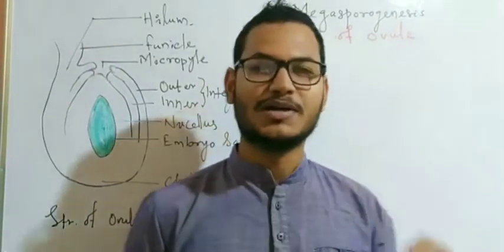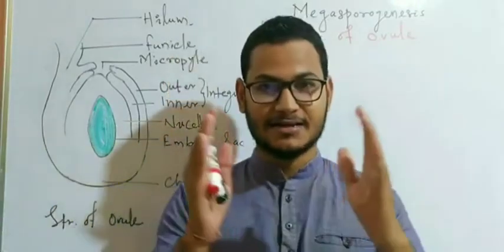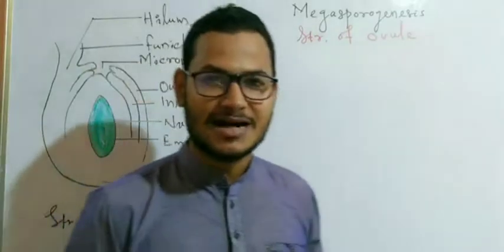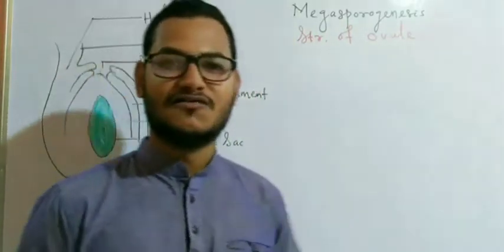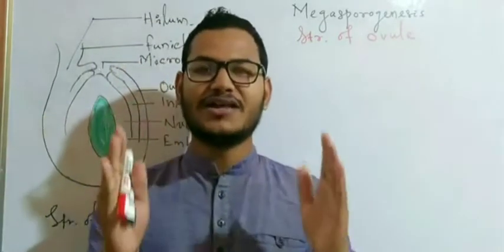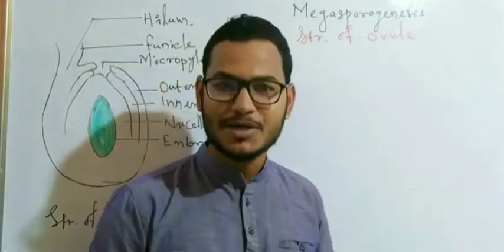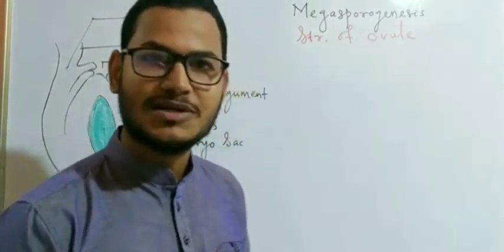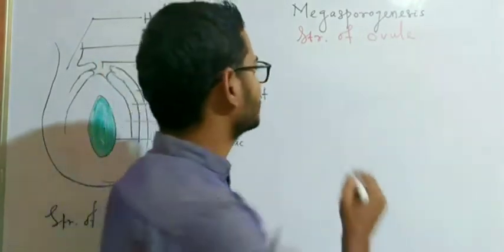In this lecture we are going to discuss a very important topic in a very easy way. It is megasporogenesis, and we will discuss the structure of the ovule. We are also going to know very well how the development of the embryo sac takes place, or how the female gametophyte is produced. So we will discuss the development of the embryo sac as well.